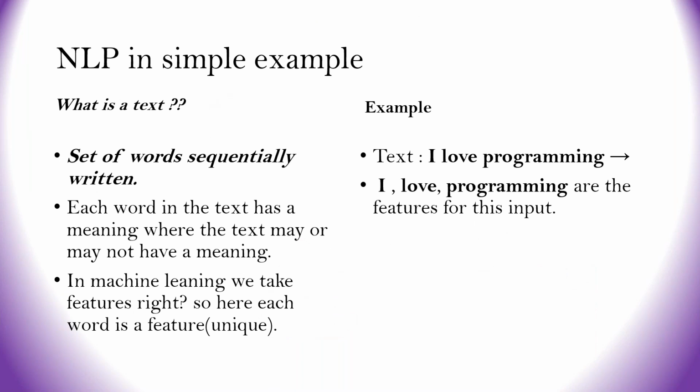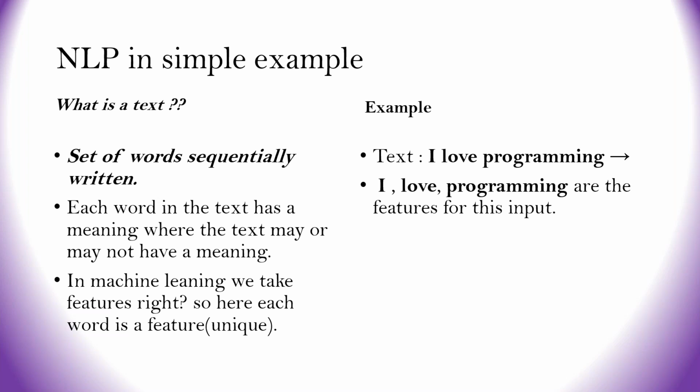Okay, NLP in a simple example. A set of words, what is text? Most of us would be doing text mining tasks. A set of words sequentially written is what we call text, and each word in the text has a meaning, whereas the text as a whole may or may not have a meaning. In machine learning, we take features, isn't it? So before processing the data, we would analyze the set of features we would like to process. Similarly, if a set of words is already given as text, we just need to extract some of the important features for further analysis.